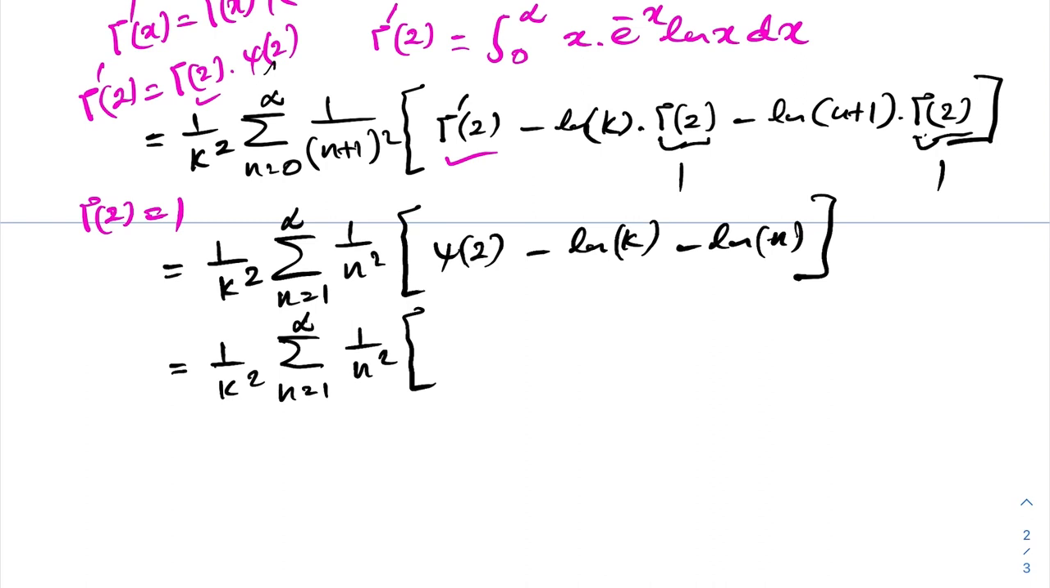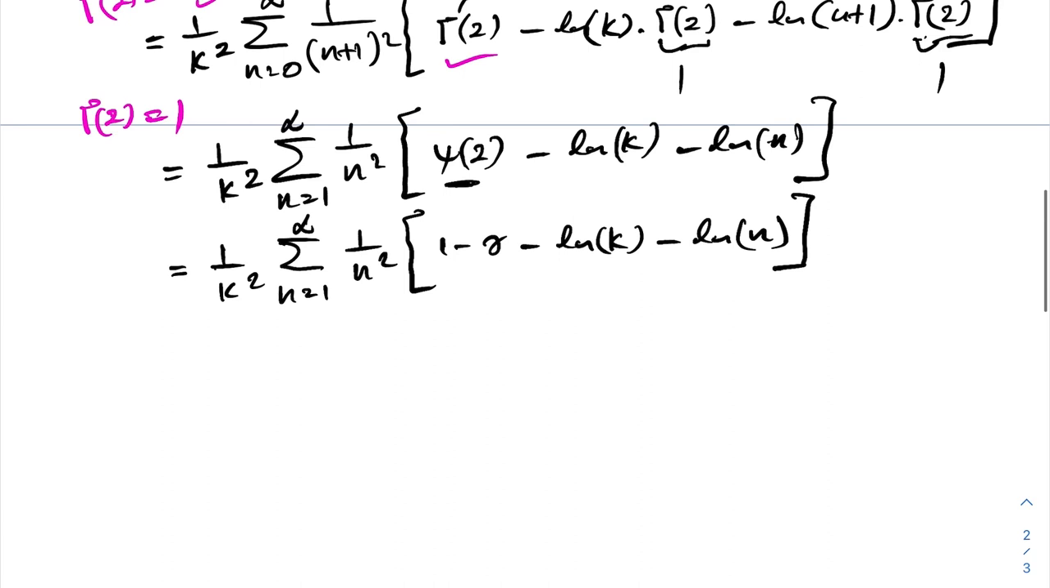Then digamma of 2, we discussed in a previous video, the digamma function video. Digamma of 2 is equal to 1 minus gamma. I will add the link of the digamma function video in the description, so if you like you can watch it. Now minus natural log of k minus natural log of n. Okay, then let us simplify 1 over k square.